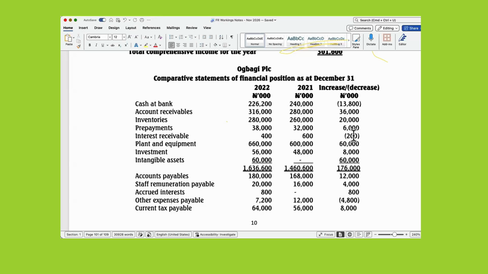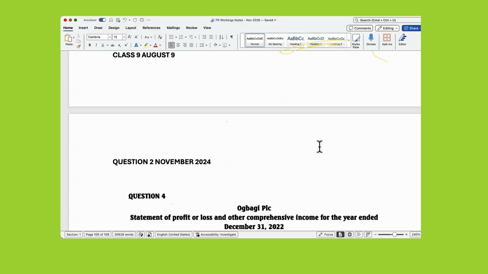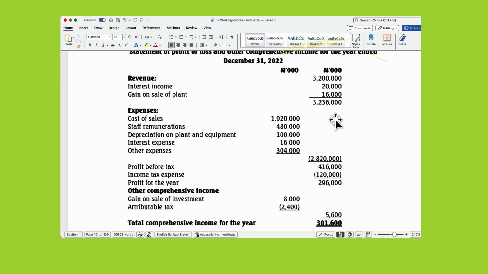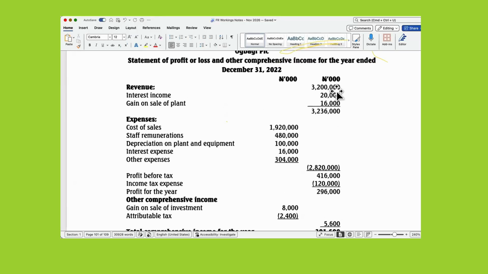This decrease means that you have over-received your interest for the year, meaning they were probably owing you last year. Last year, the interest receivable was 600. This year it is 400, meaning they were owing you last year and have now paid part of it. But your P&L will not show interest received relating to last year. P&L will show this year alone. My cash flow wants to see the total interest that was received.